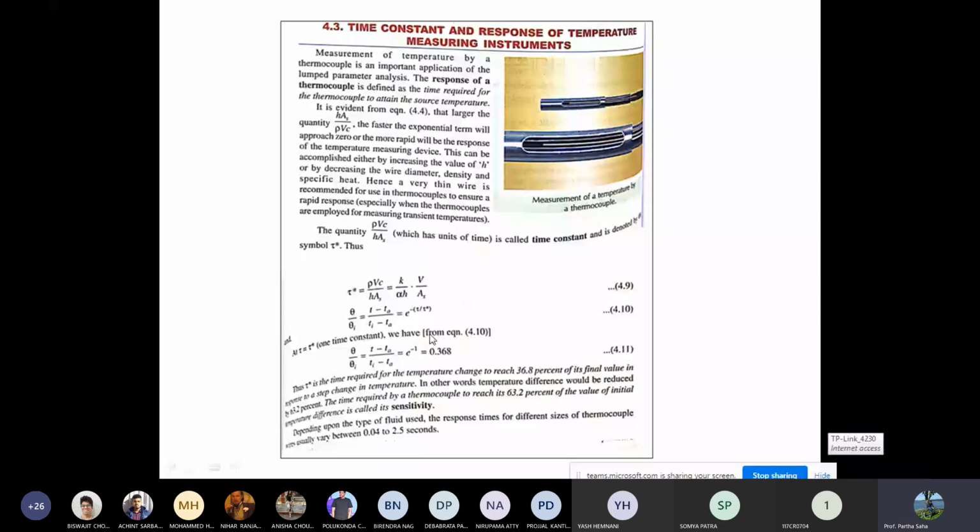So at τ equal to τ star, that is at one time constant, we have (T minus T∞) over (Ti minus T∞) equal to e to the power minus 1, that is 0.368. So τ star is the time required for the temperature change to reach 36.8% of its final value. In other words, the temperature difference would be reduced by 63.2%. Same thing, right? The time required by a thermocouple to reach 63.2% of the initial temperature difference is called the sensitivity of the thermocouple.